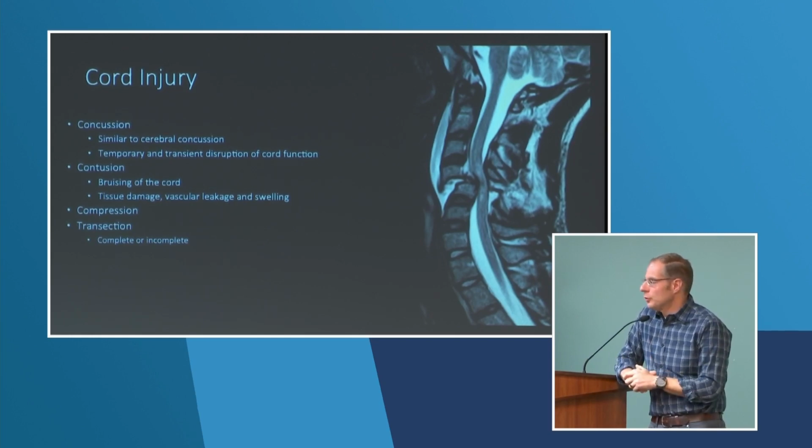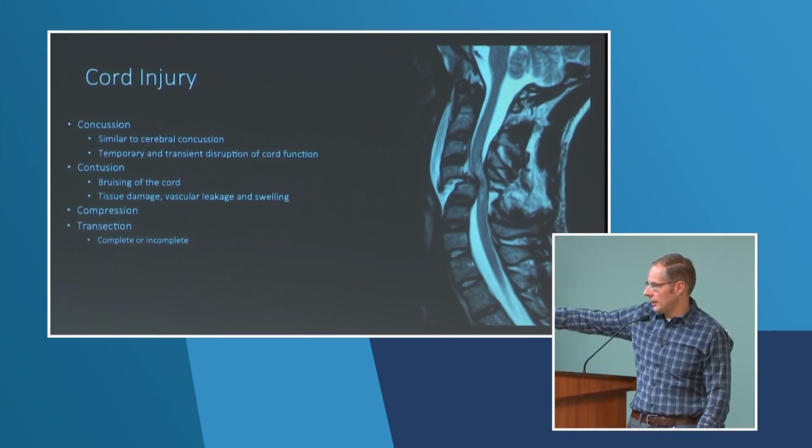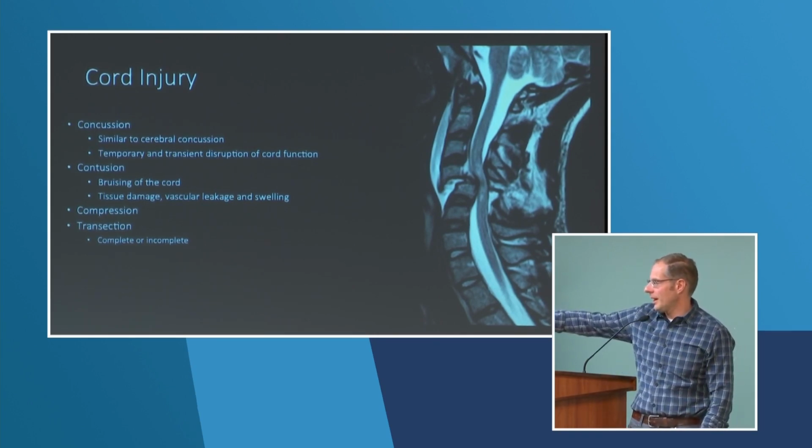So the contusion is bruising the cord. You can get swelling around the cord. The cord can be compressed, or you can get either a complete or incomplete transection of the cord. So here you've got a bony injury in the mid-cervical spine, and then it's compressing the cord.